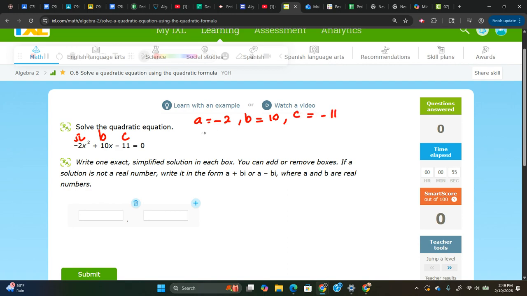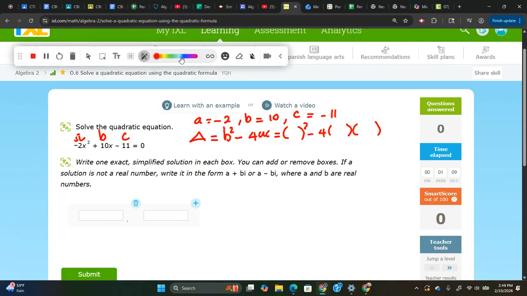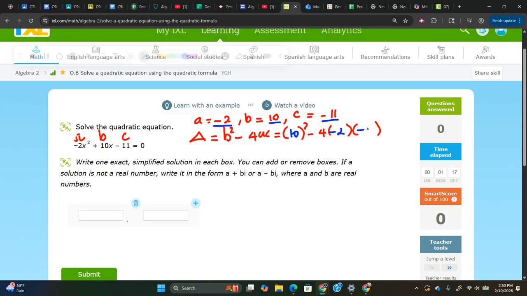Okay, first I find the discriminant, delta: B squared subtract 4AC. I put in parentheses. B is 10, I put right here. A is -2, and C is -11. Okay, so let's do the math over here.